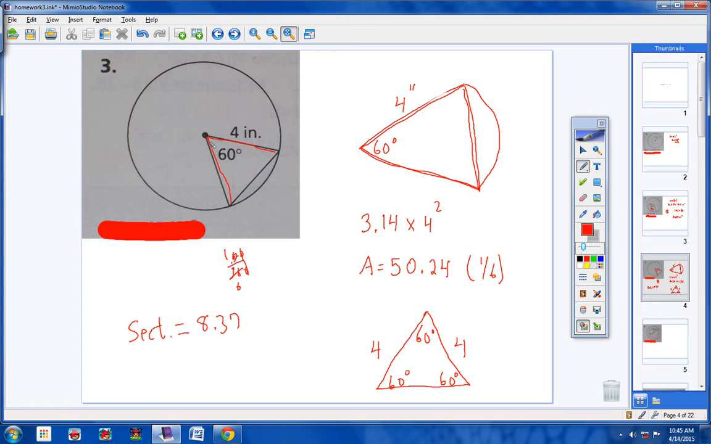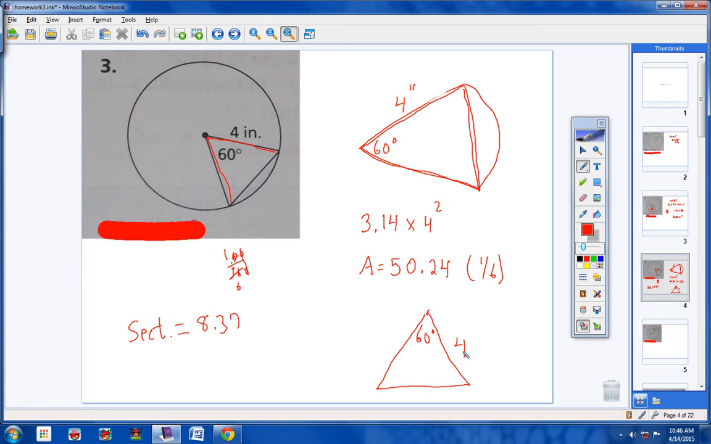anytime you have a sector of a circle in which the central angle is 60, it has to be a central angle coming from the center of the circle. It'll always be an equilateral, equiangular, regular triangle. Always, always. Got it? Okay, so we have a 60-60-60 triangle, okay?